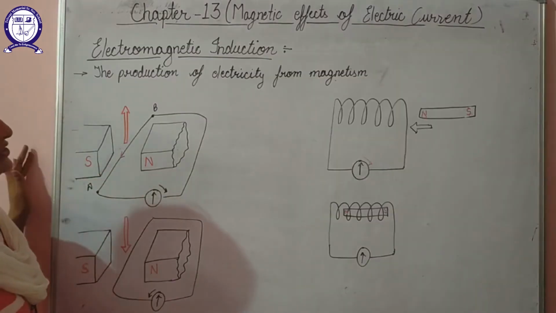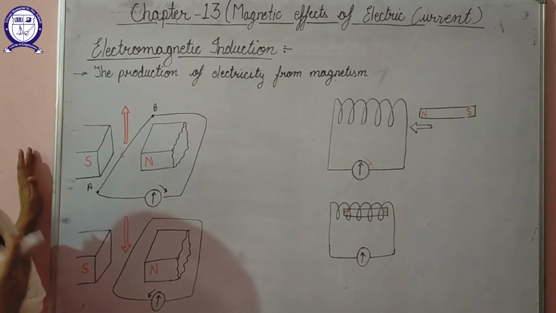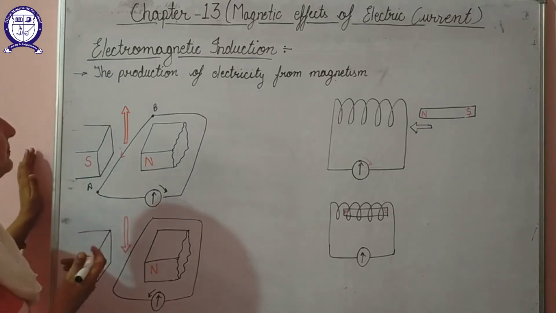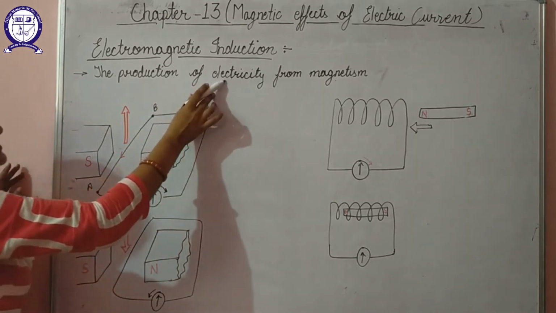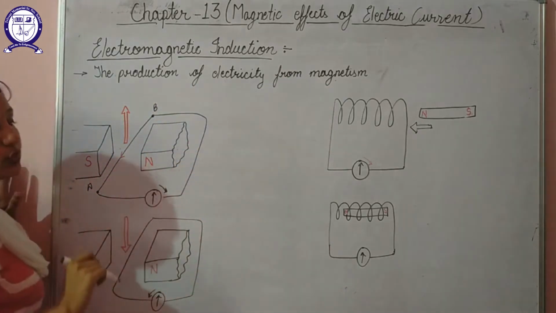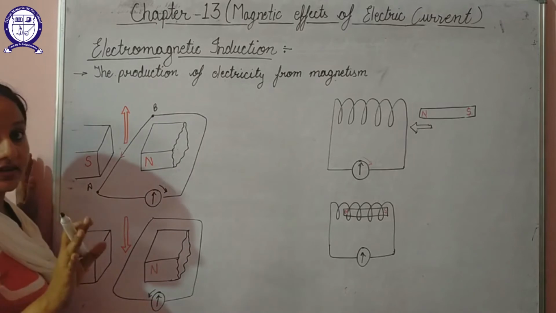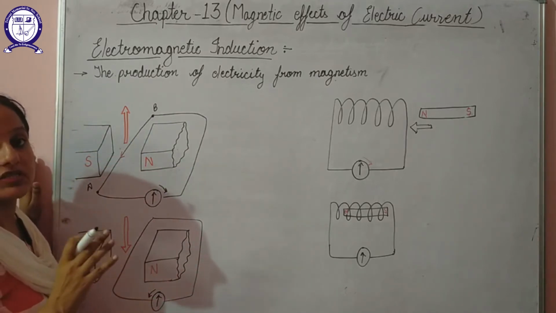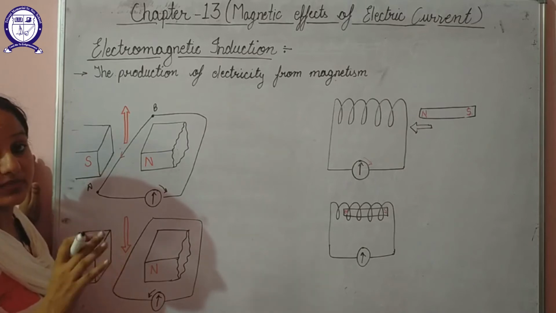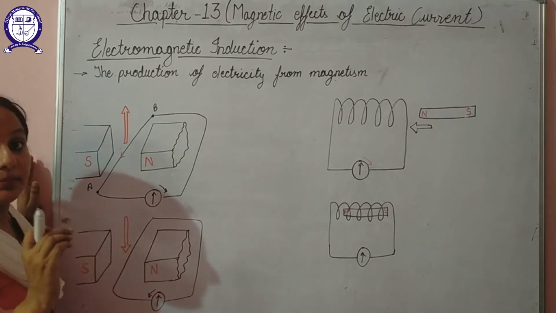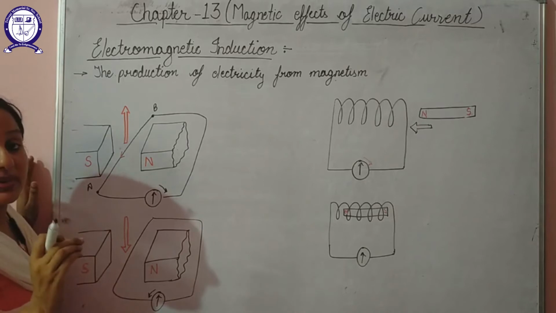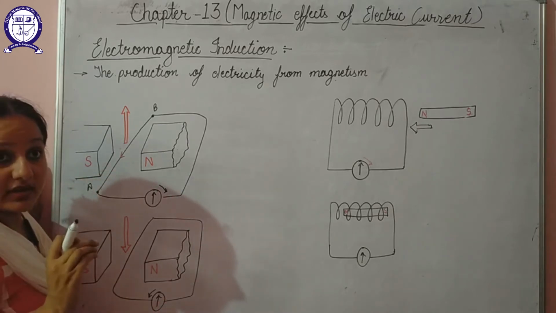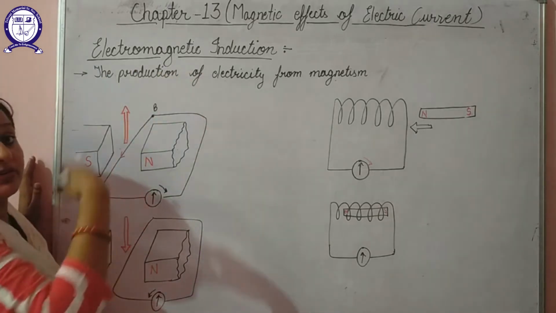Next is electromagnetic induction. What basically electromagnetic induction is, we will discuss here. The production of electricity from magnetism is known as electromagnetic induction. The phenomenon that we have studied till now in this chapter was electromagnetism. That means we were generating magnetic effects, a magnetic field, in a conductor because of electric current.